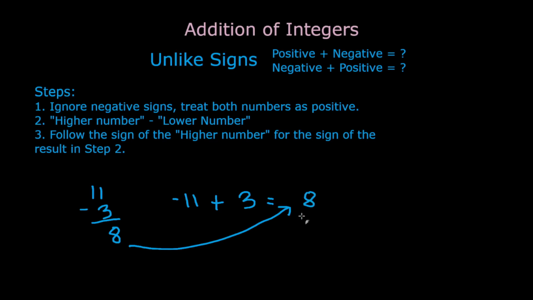So, ano yung magiging sign ni 8? Sabi dito, follow the sign of the higher number for the sign of the result in step 2. So, saan tayo titingin? Dito muna. Alin ba dito yung higher number? Si 11, di ba? And then, ano yung sign dito ni 11? Negative. So, negative din yung sign ni 8. Ito yung result.